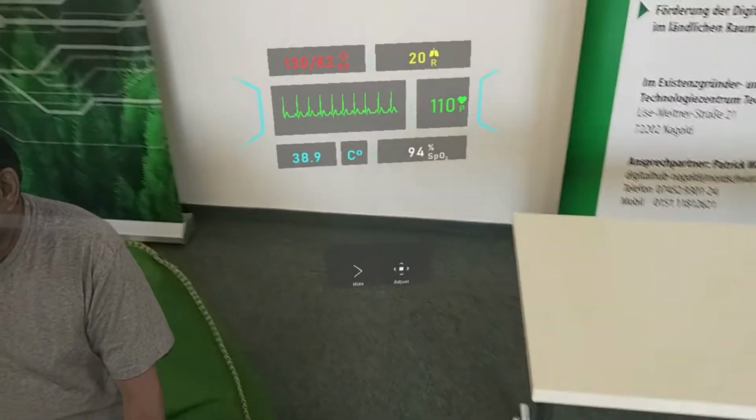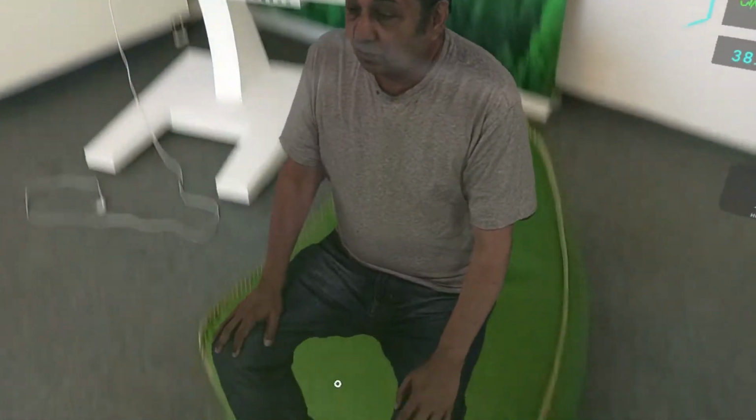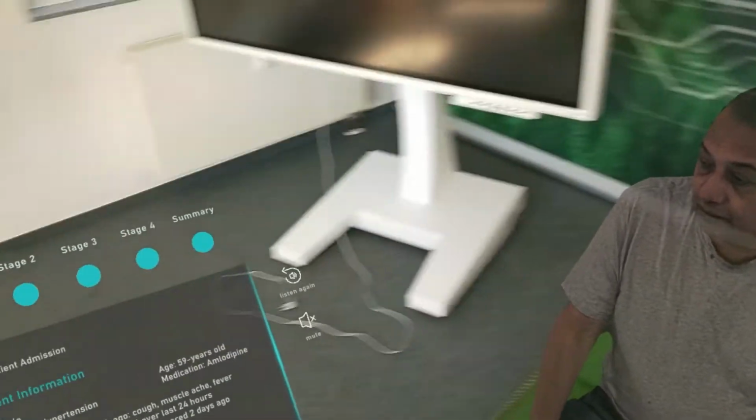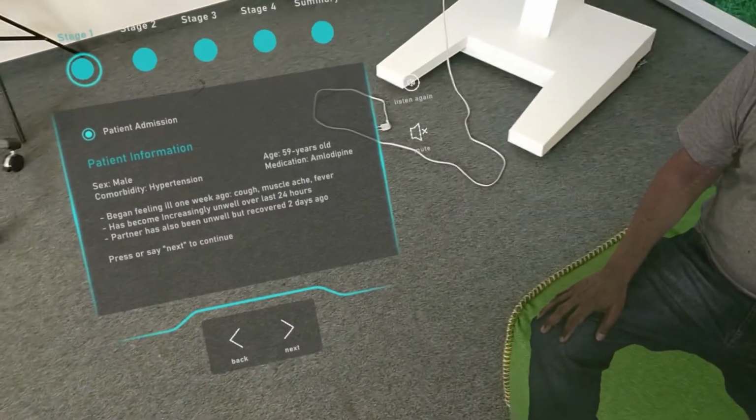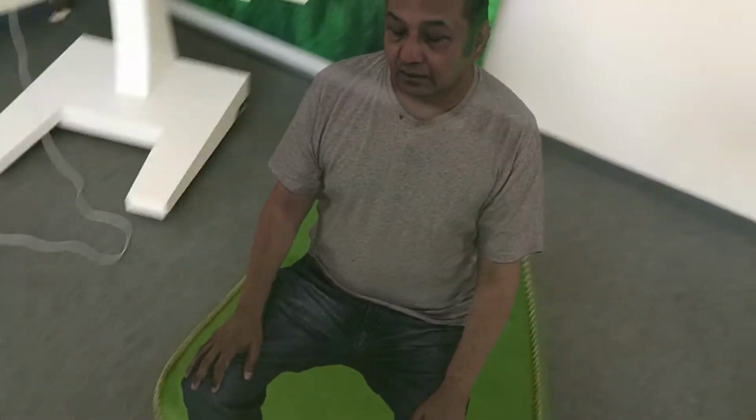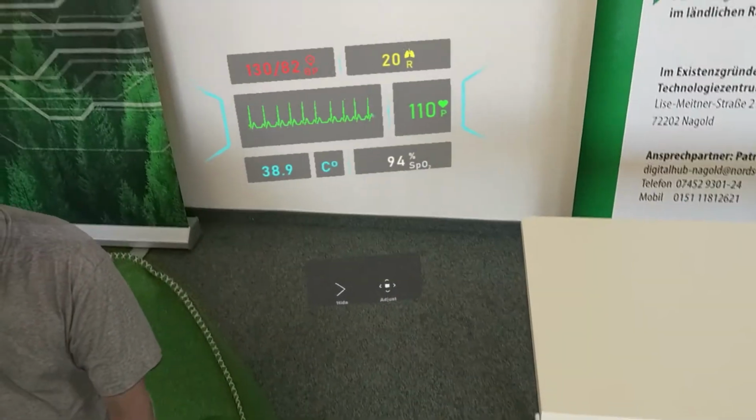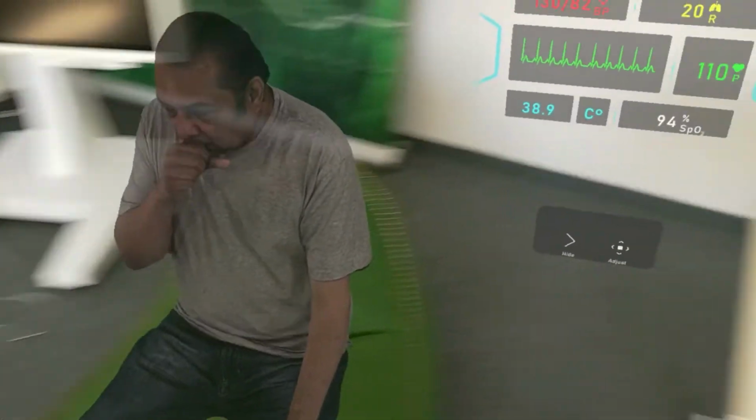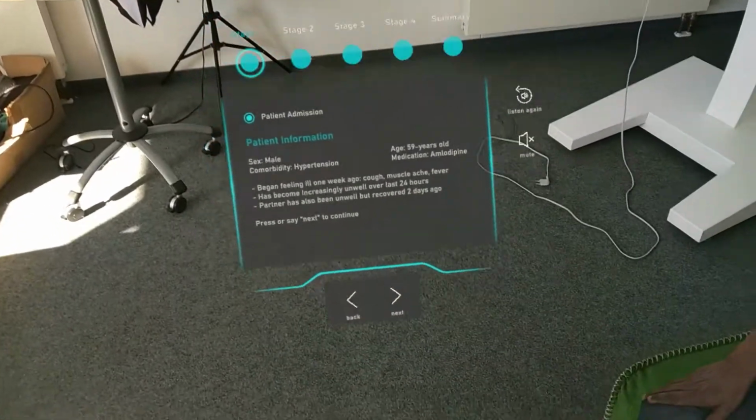Remember, we are looking for signs and symptoms both typical of COVID-19 and any that indicate deterioration and the need to escalate care. To help take some baseline observations, feel free to walk around the patient observing the vital signs. If you need to change temperature from Celsius to Fahrenheit, just say Celsius or Fahrenheit.